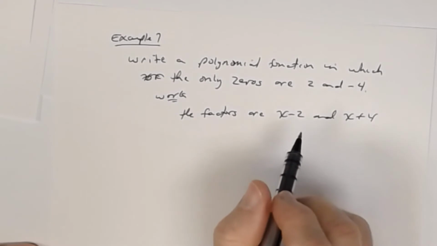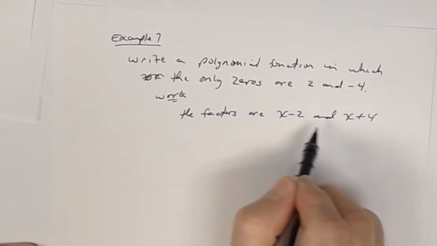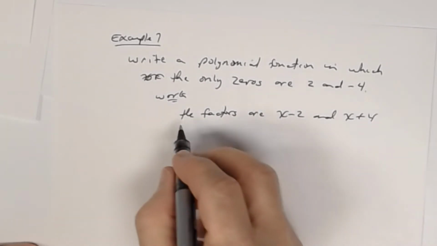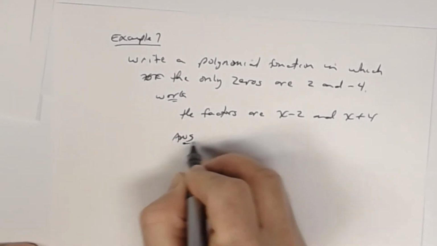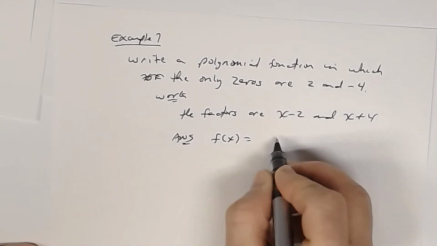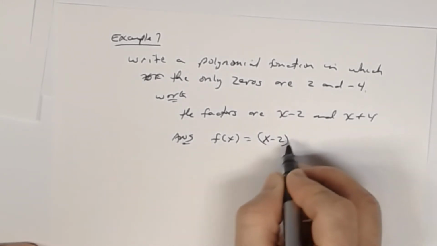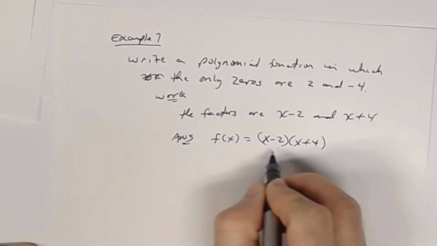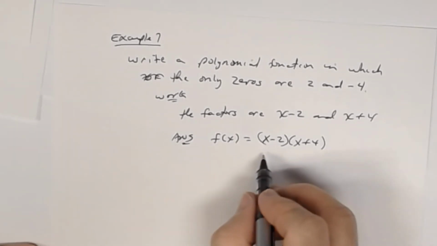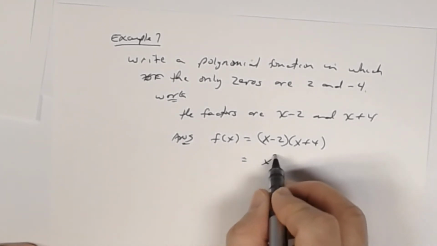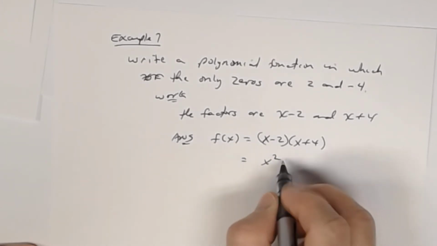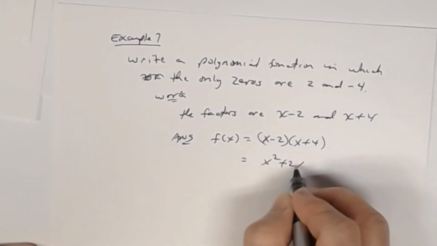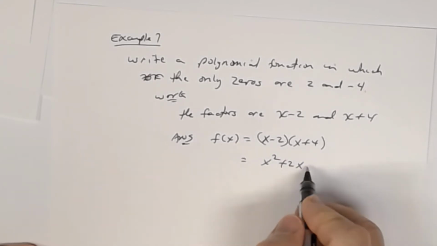Okay? But remember, when you're writing a polynomial function and those are your factors, you're going to write as a product. So you're going to say the answer, f of x equal x minus 2 times x plus 4. And then let's go ahead and distribute this. So if I distribute, I'm going to get x squared. The outer is 4x. The inner is -2x. So you get positive 2x. And then -2 times 4 is a -8.